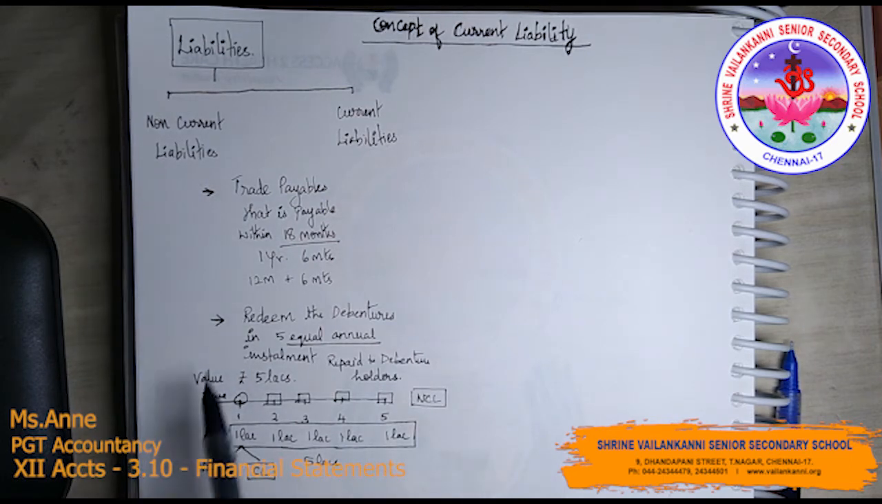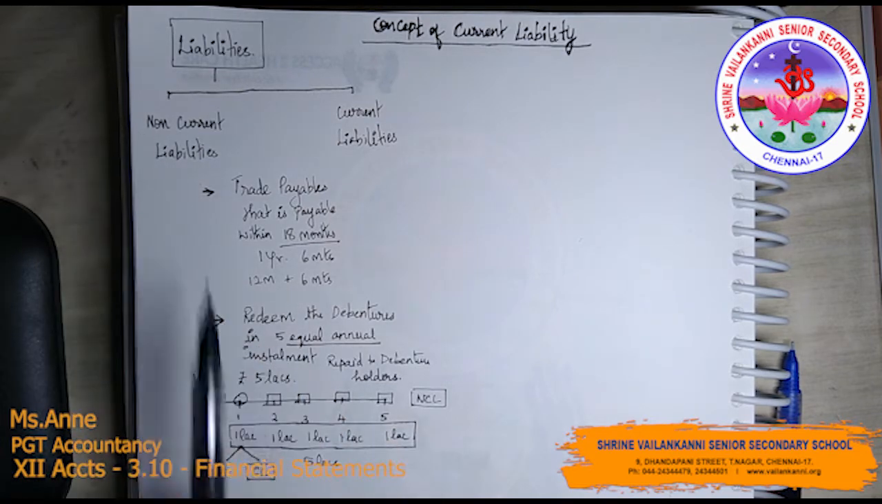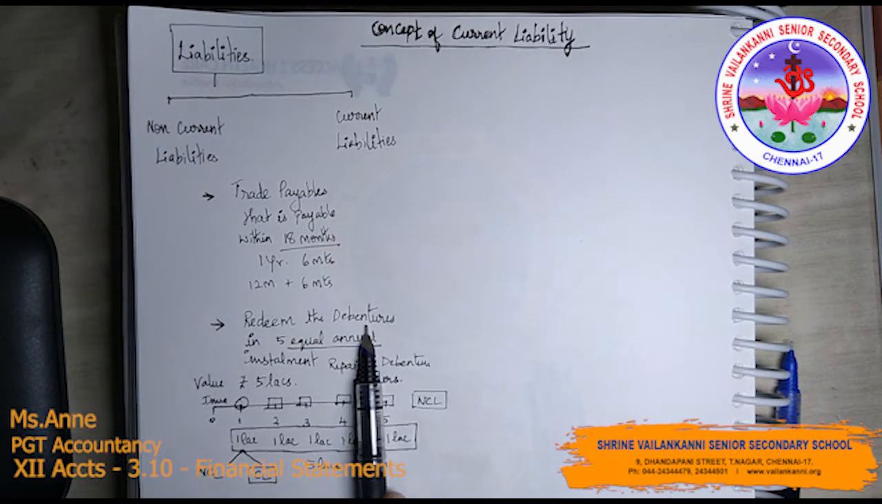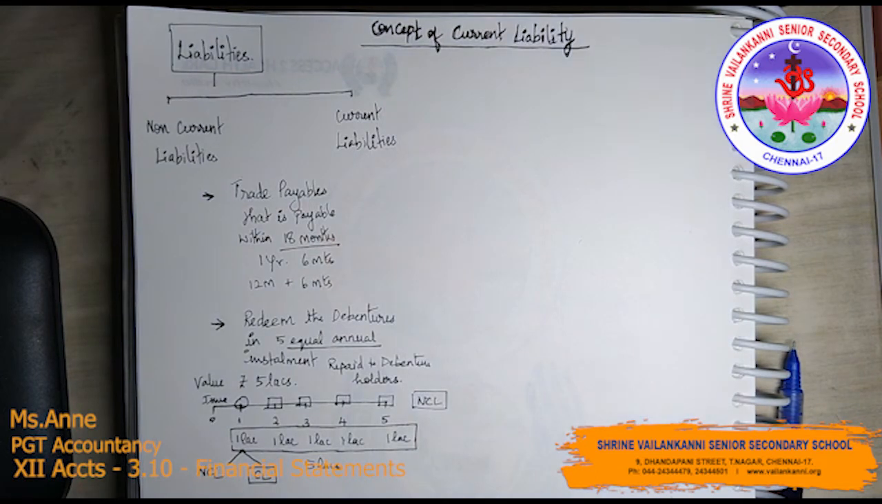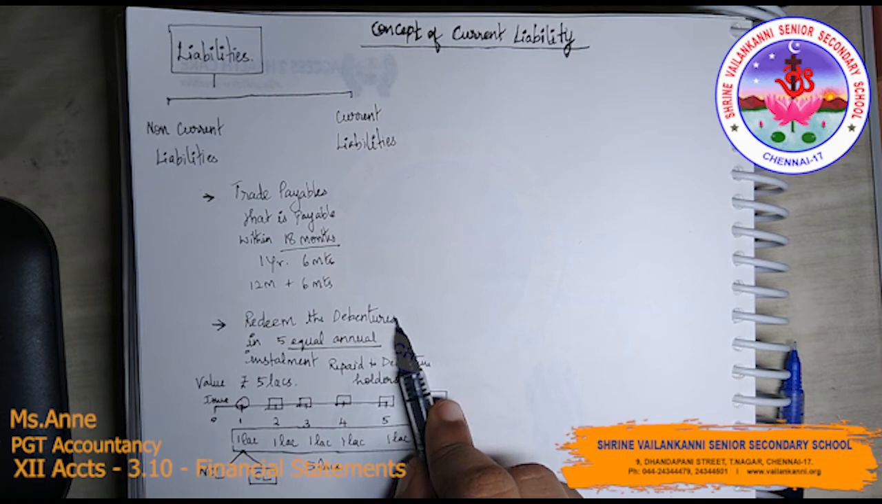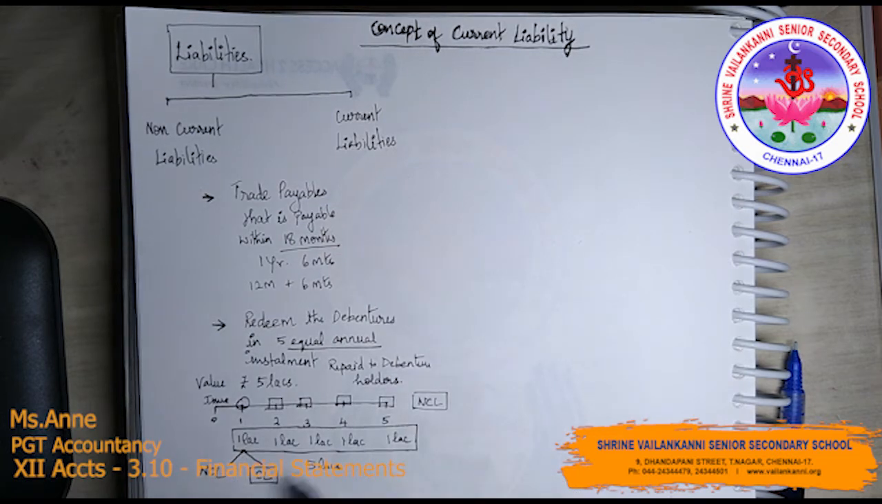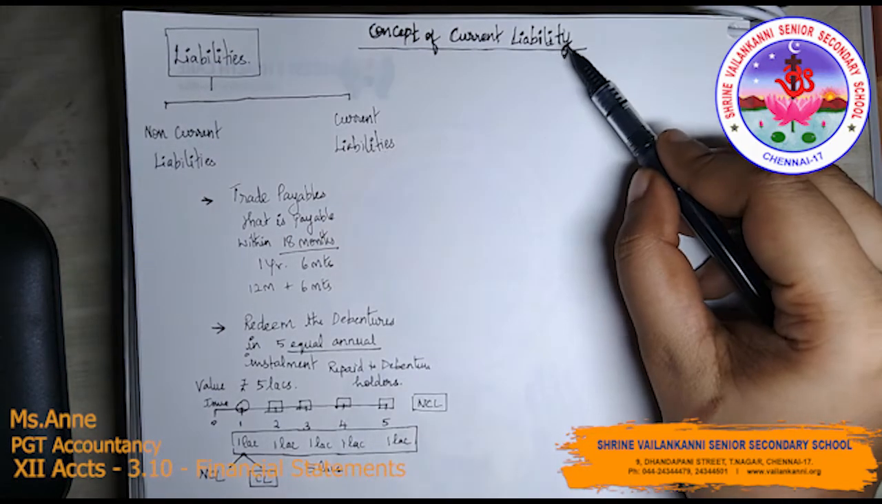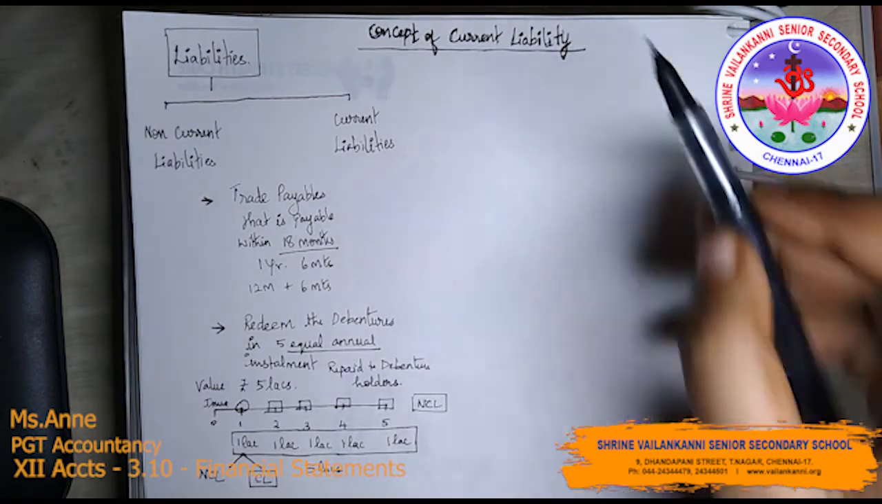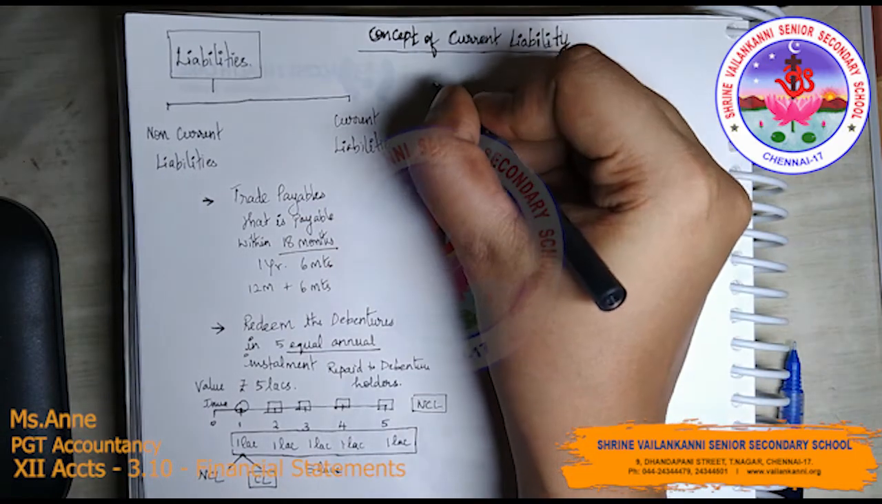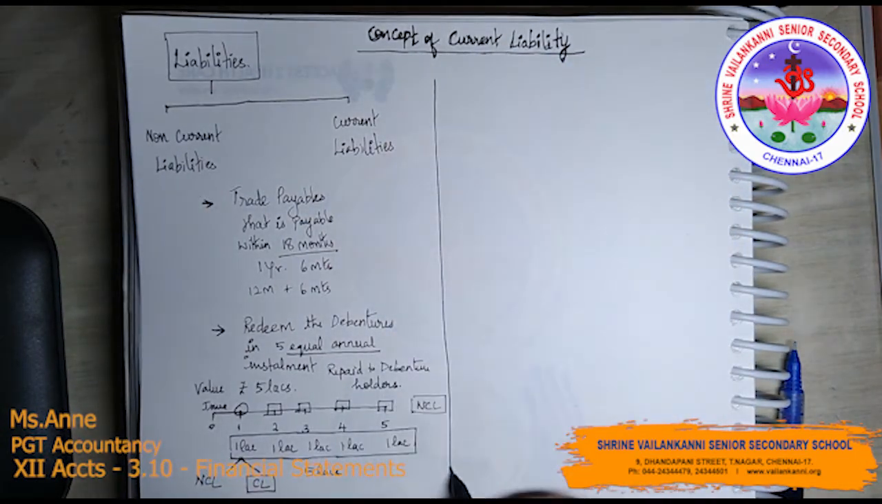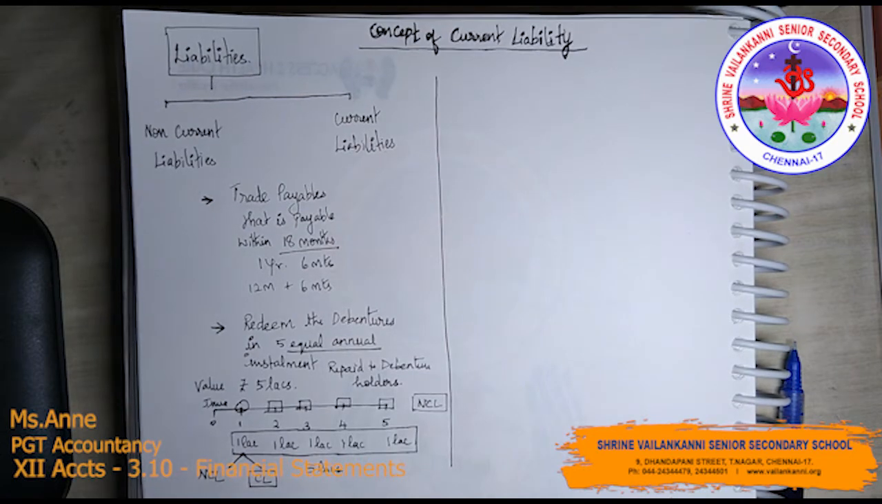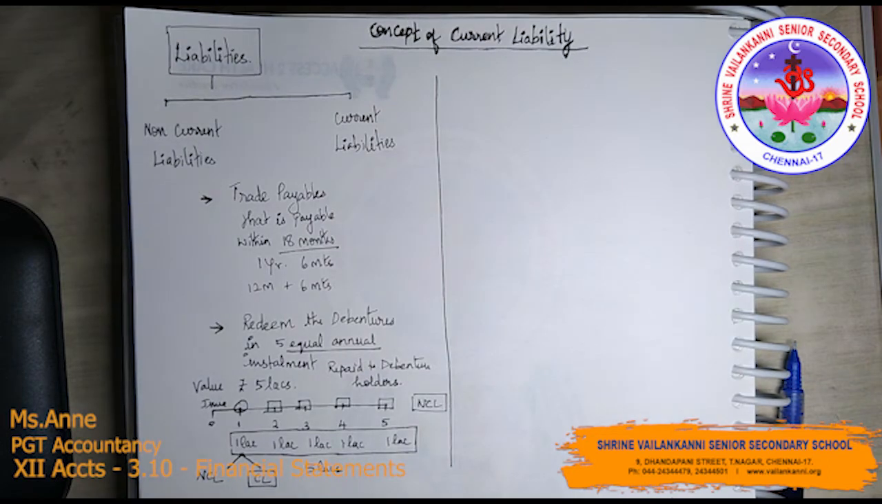So if you see debentures, it is ultimately a long-term borrowing, but redemption of debentures will trigger current liability as well as non-current liability. Yes, so we need to understand the concept of current liability. So now I am going to tell you the various key points that you need to remember to tell something as a current liability.